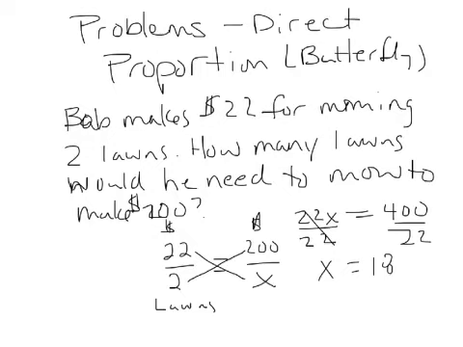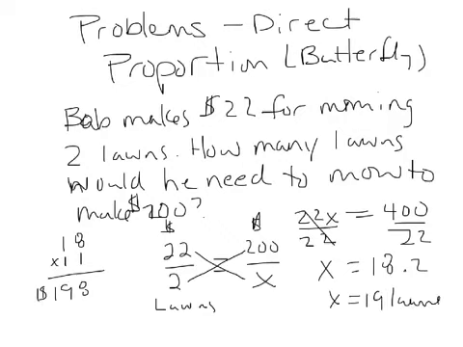400 divided by 22 is 18.2. So we always come across this question when we're dealing with money: would 18 lawns be enough, or would he need to round up to 19? When you're dealing with money, you always have to round up, because if you just did 18 lawns, 18 times $11 per lawn would mean he would only have $198, and so he would be a little bit short. So we would need to go up to 19 lawns to be able to get to $200. 19 lawns would be $209, so he would have plenty of money.